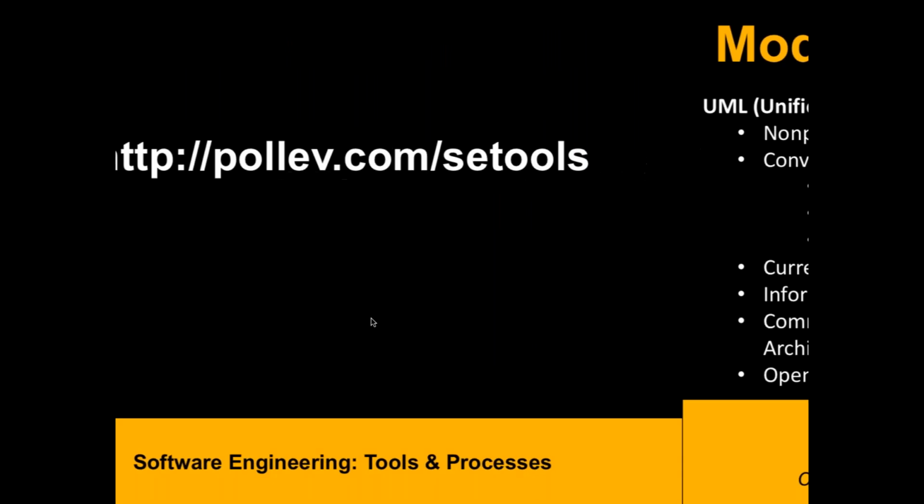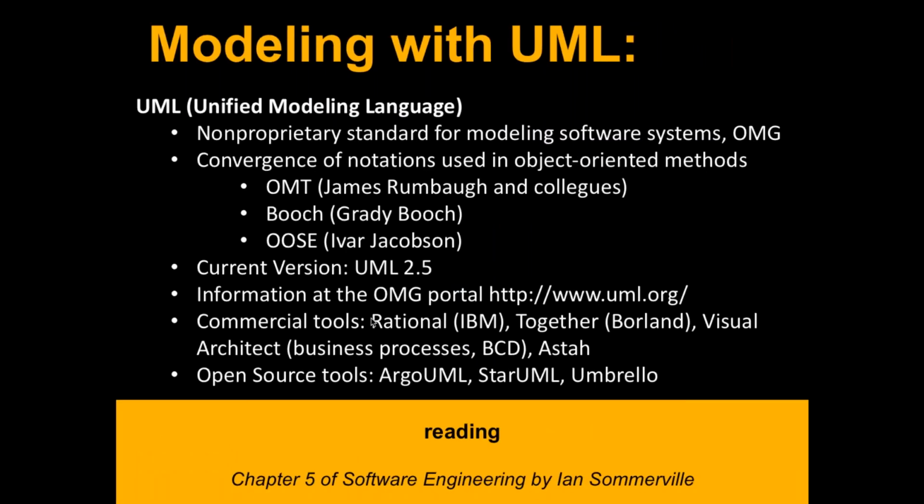So there are a number of different tools for UML. Rational, like one of you had entered. There's Together, Visual Architect, Astah. Astah is the one that I'm going to show today, and that's the one that we've been using more recently. We've used the other ones before.